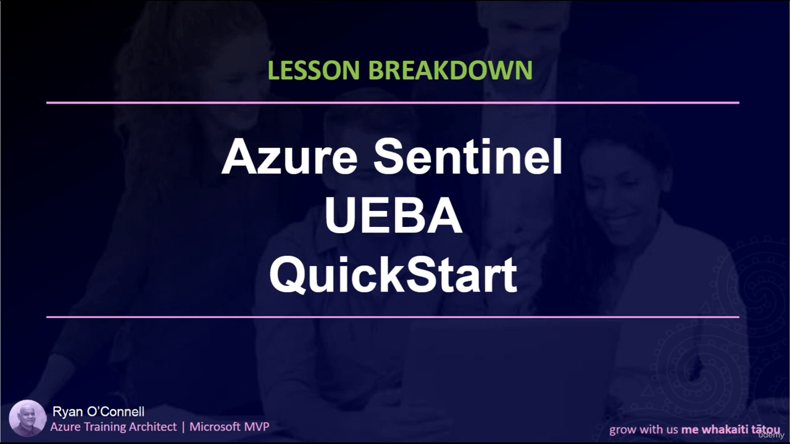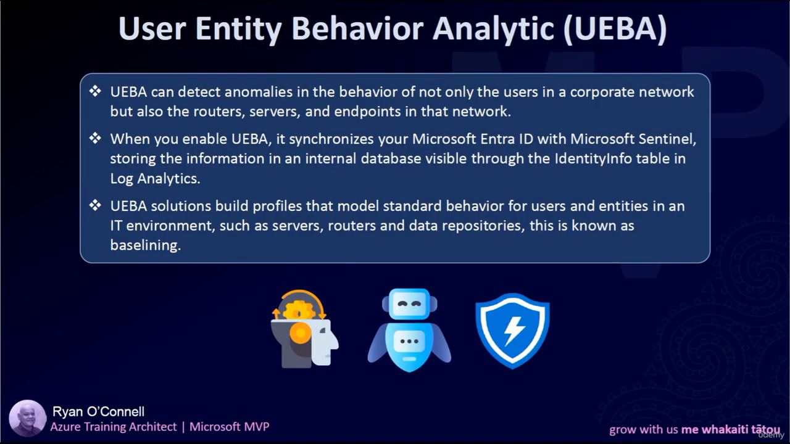Azure Sentinel UEBA. Now, User Entity Behavior Analytics, or UEBA as I like to call it, can detect anomalies in behavior, not only of the users in the corporate network, but also of routers and servers and endpoints in our network environment. When you enable UEBA, it synchronizes Microsoft Entra ID with Microsoft Sentinel, storing the information in an internal database visible through the IdentityInfo table in Log Analytics.